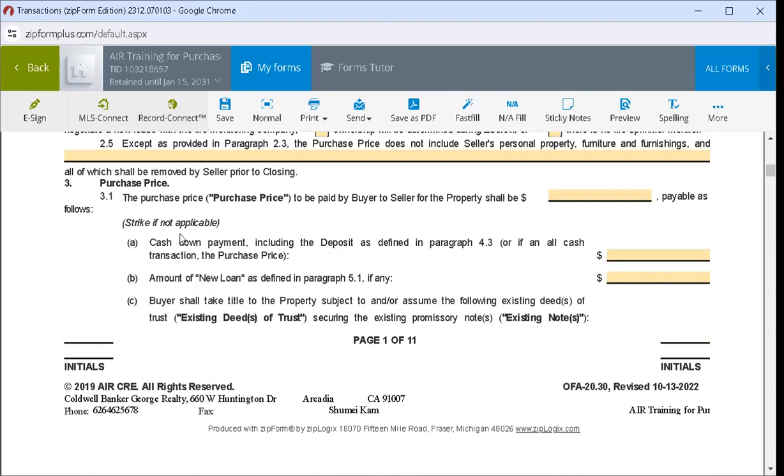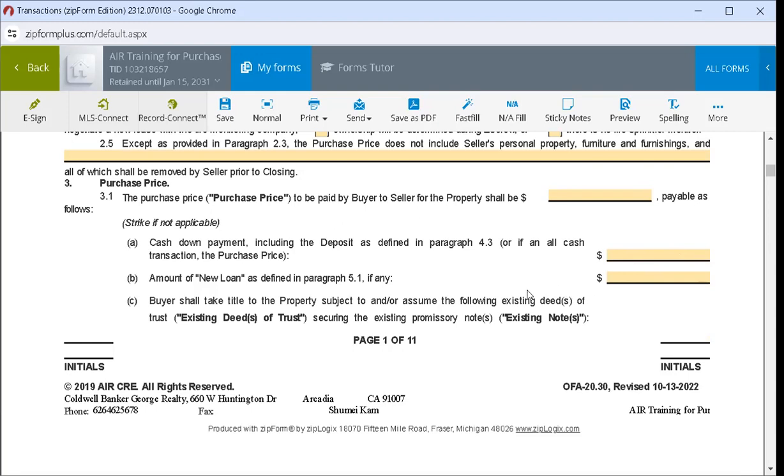So you see it says strike if not applicable. So from down below, A will be applicable because cash down payment, including the deposit, or if it's an all cash transaction, you're going to insert. So if it's $1 million, you're going to insert $1 million here. If you are obtaining a loan on this property, it would be $1 million here. Let's say I'm going to put 500 down and I'm going to obtain a loan for 500,000. So that's how these work.